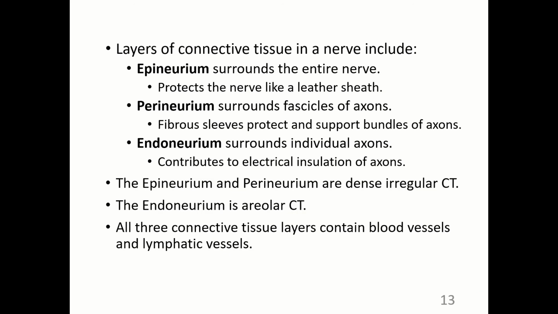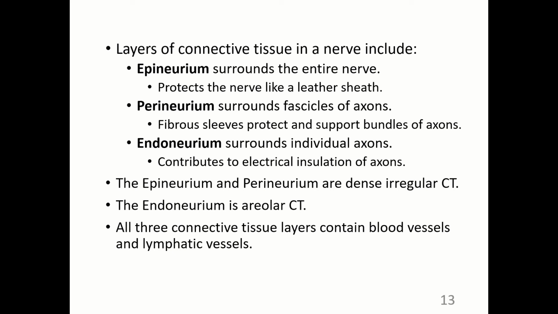Layers of connective tissue in a nerve include the epineurium, perineurium, and endoneurium. The epineurium surrounds the entire nerve. It protects the nerve like a leather sheath. The perineurium surrounds fascicles of axons. It is a fibrous sleeve that protects and supports bundles of axons. Endoneurium surrounds individual axons. It contributes to electrical insulation of axons.